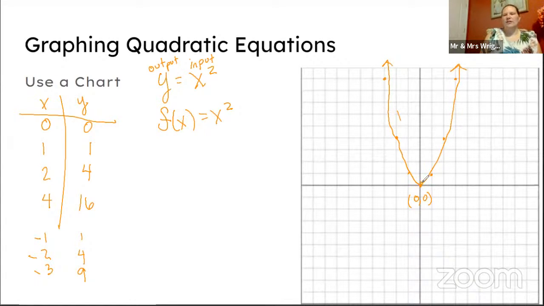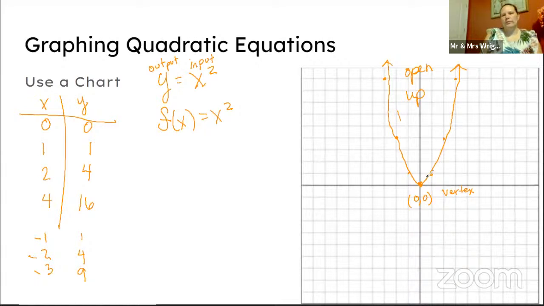We have here our vertex. This is our vertex in our key terms. We talked about what a vertex was. It's where it changes direction. So it's going down, it hits the vertex and it goes back up. This vertex is also known as the minimum or the maximum point, right? This parabola opens upwards, so its end behavior as x approaches infinity is infinity. Its end behavior as x approaches negative infinity is infinity, right?